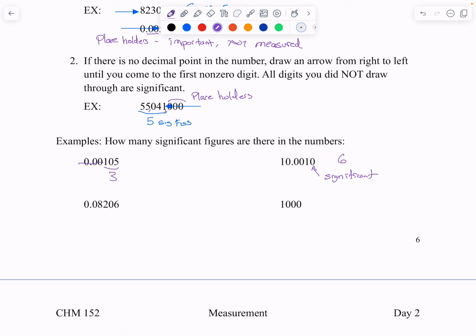Right, that is significant. It's a 0 after the decimal, right? In fact, your calculator would not show you that 0. You have to add that 0. Since you have to add that 0, it's measured, it's significant, right? It's measured. 0.08206, you have 4 sig figs.